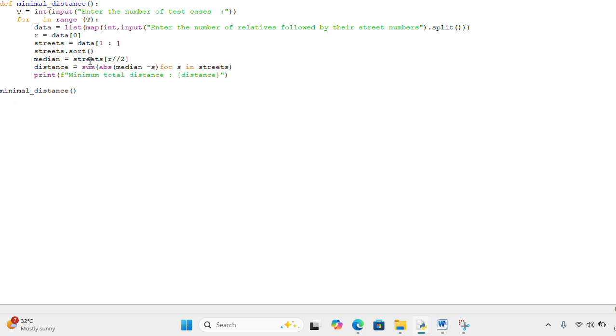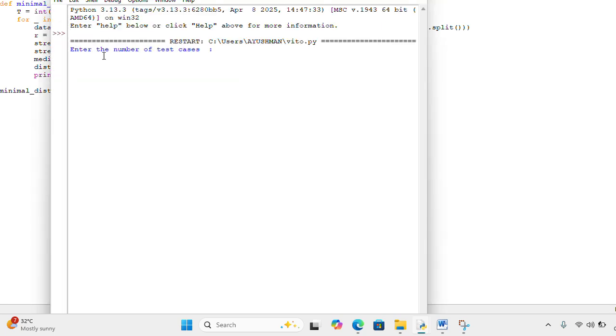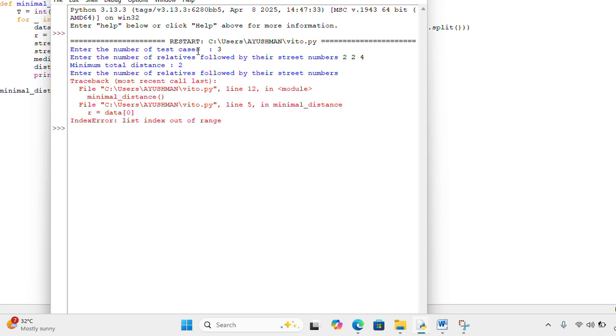So I am just running the code. See here, we have to give the number of test cases. Suppose I am giving the number of test cases as 3. Then it asks me to give the number of relatives. As we have seen earlier in the problem statement, we give the relative number, then 2 and 4 as the street numbers. Let's see what the exact output for this median is. Is it 2 or is it something different?